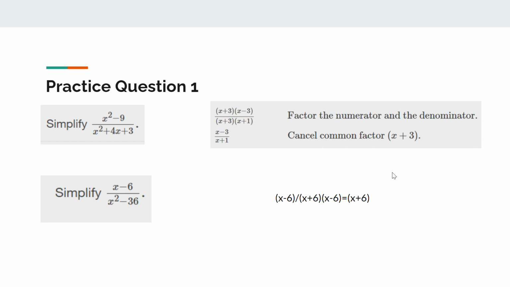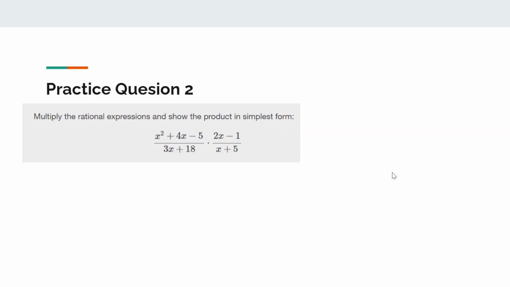Okay, alright, so the next question: multiply the rational expressions and show the product in simplest form. So you have to multiply (x² + 4x − 5)/(3x + 18) times (2x − 1)/(x + 5). It is a little bit harder, so I'll give you like a minute to work on this. Okay, let's start from now.